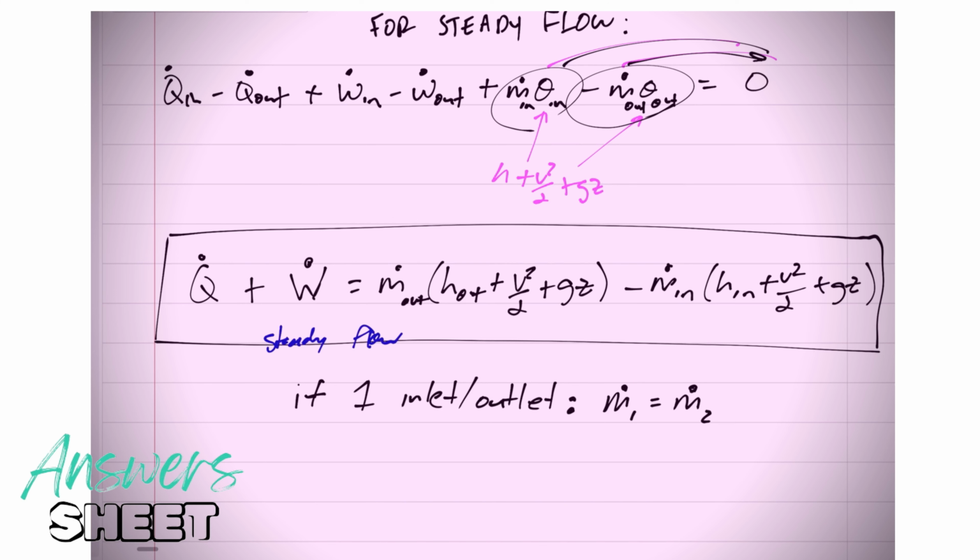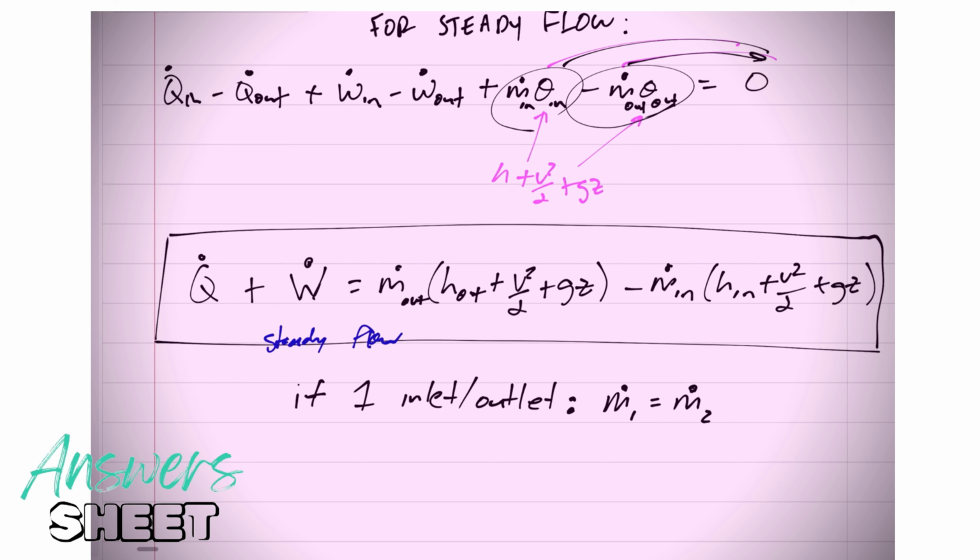The left-hand side is heat transfer crossing the boundary. The left-hand side is work crossing the boundary. The right-hand side is energy in the inlet and energy in the outlet. All right, energy in the inlet and energy of the outlet. Okay, so that's our main equation. I might just start with that one every time.